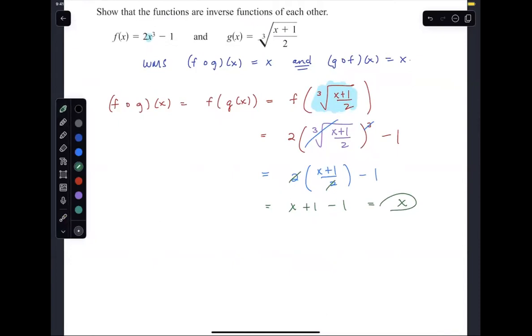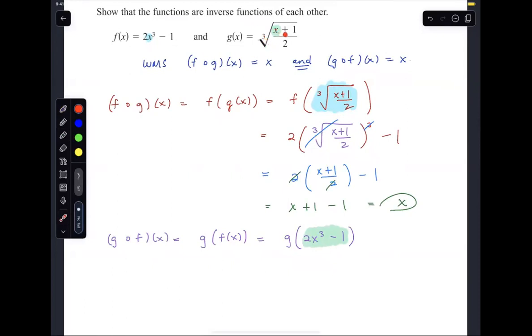Now to do the other direction, let's do g composed with f of x. So that's going to be g of f of x, which this time was 2x cubed minus 1. So I'm going to take that and plug that in for the x in g. Here, notice that it's on the inside of the cube root and it's on top. So I'm going to rewrite this, but instead of writing x, I'm going to put a parentheses and then the entire f of x function.